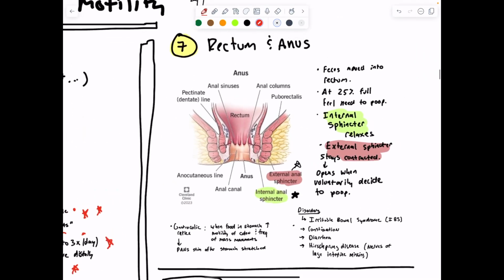All right, which brings us to our rectum and anus. So here's the rectum, here's the anus, and feces are moved into the rectum from the sigmoid colon. At 25% of fill, you feel the need to poop, and then we have the internal anal sphincter right here, which will relax through reflex once you get to this 25%, but the external anal sphincter stays contracted, and this will stay contracted until you voluntarily decide to poop.